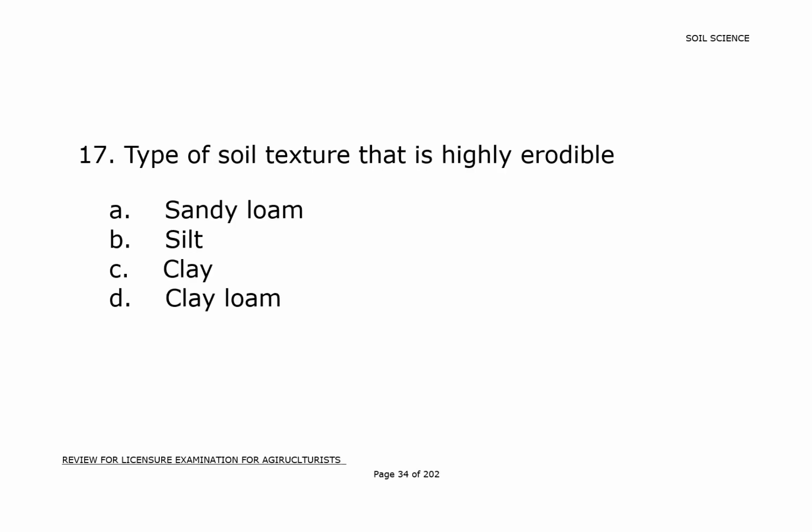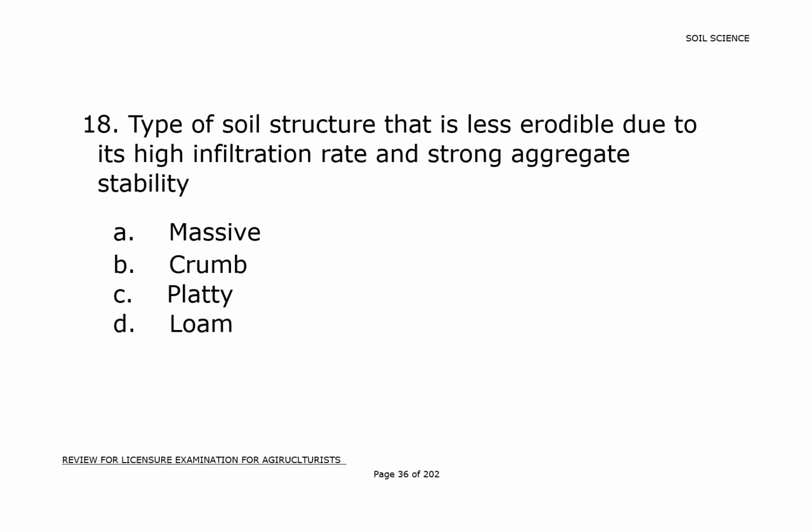Number 17. Type of soil texture that is highly erodible. A. Sandy loam, B. Silt, C. Clay, or D. Clay loam. The answer is silt.